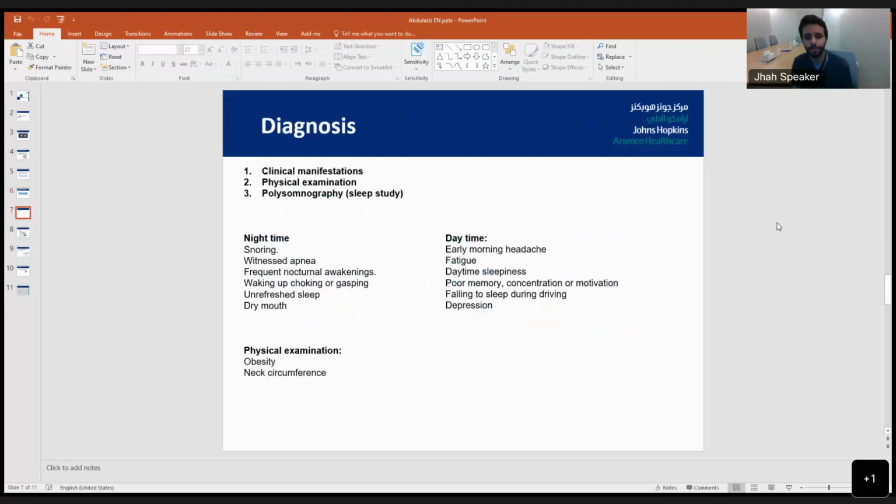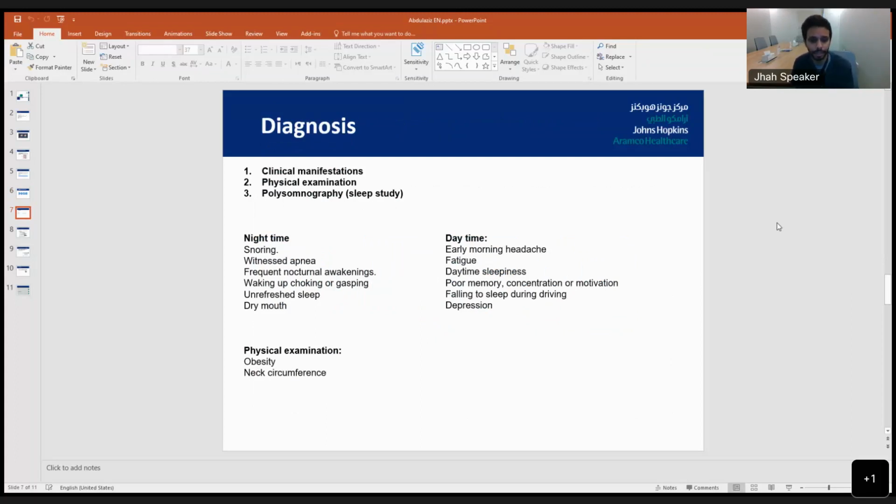How can we diagnose obstructive sleep apnea? We have three elements. Number one, clinical manifestations. Number two, physical examination. And number three, which is the most sensitive one, is polysomnography, which is a sleep study. So clinical manifestations, I divide into nighttime and daytime.